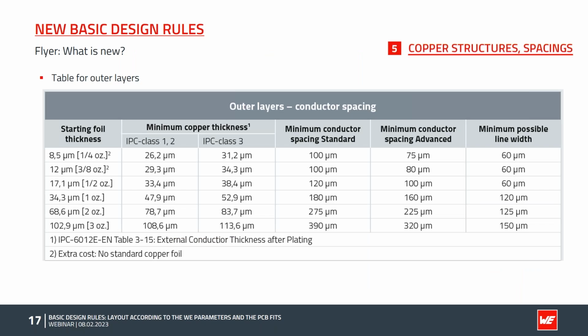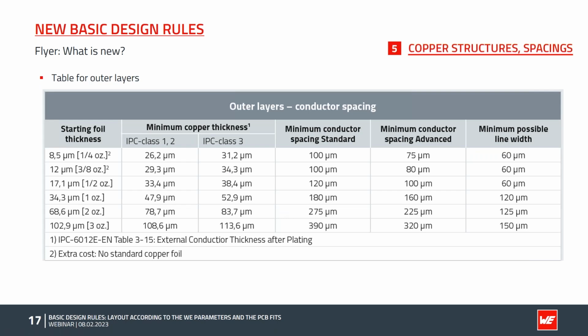And here is the table for outer layers. Again, we start with the copper starting foil thickness, which you can find here. And now we have two different rows for IPC class 1 and 2 and IPC class 3. So the difference, as I already mentioned, is the different plating in the barrel. For IPC class 3, we need a minimum of 25 micron in the barrel. This also has an impact on the copper thickness outside, of course.